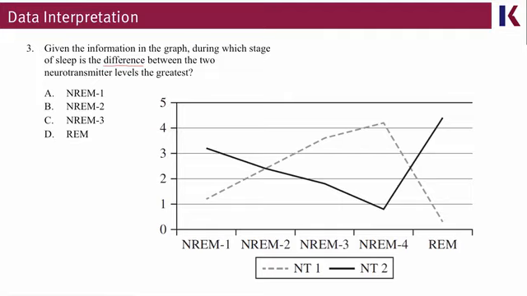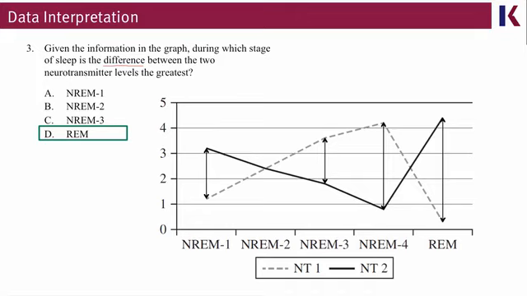Instead, let's just look at the graph and figure out where the biggest space is between the two lines. We'll add some arrows to this figure to facilitate this process. Taking a look at these arrows, the question simply becomes, at which point is the arrow the longest? That would represent the largest difference between the two neurotransmitters. And in this case, the arrow is the longest during REM sleep. There's the largest difference there.